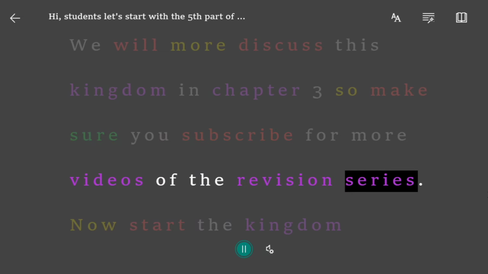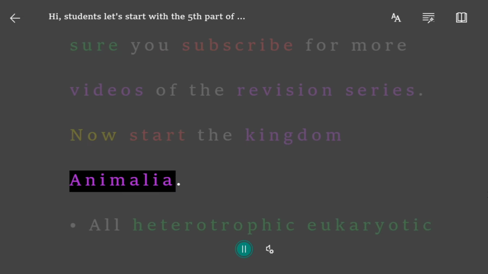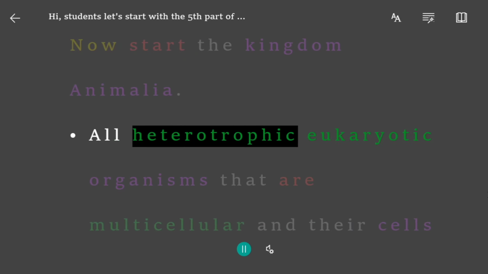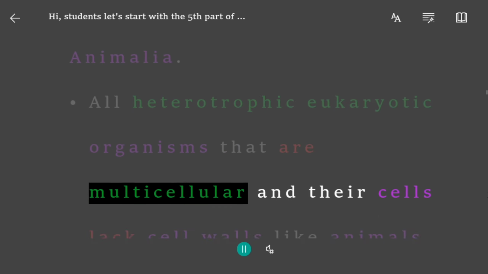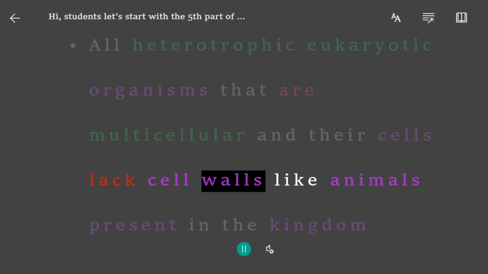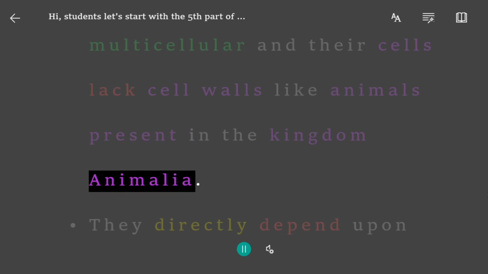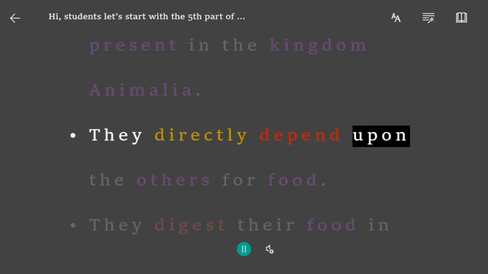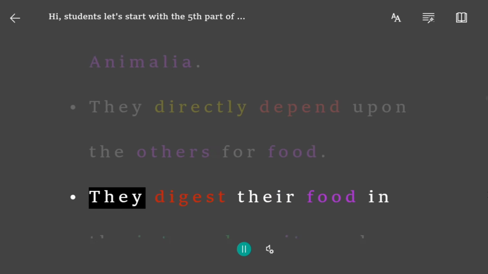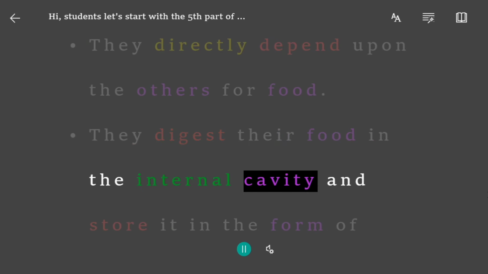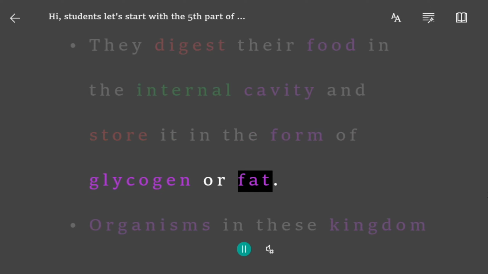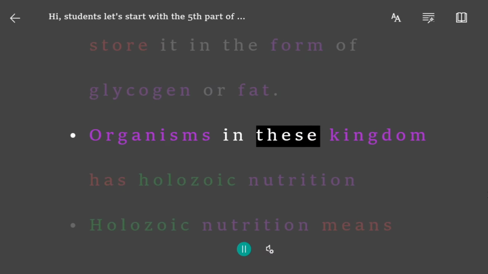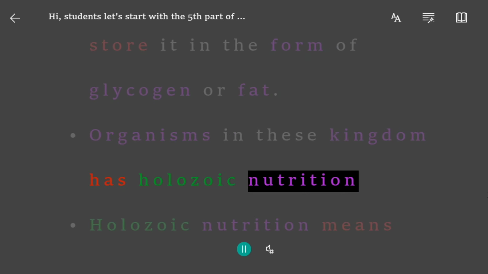Now start the Kingdom Animalia. All heterotrophic eukaryotic organisms that are multicellular, and whose cells lack cell walls, like animals, are present in the Kingdom Animalia. They directly depend upon others for food. They digest their food in an internal cavity and store it in the form of glycogen or fat. Organisms in this kingdom have holozoic nutrition.